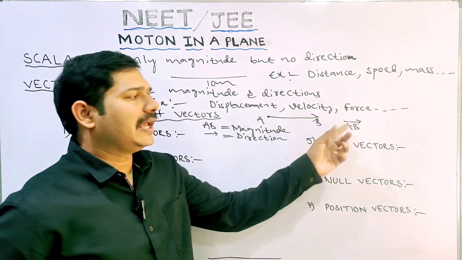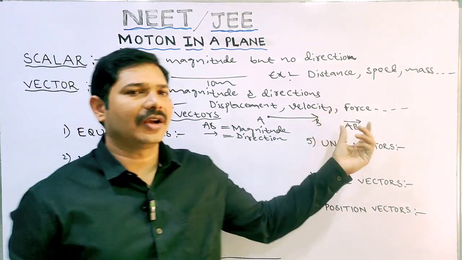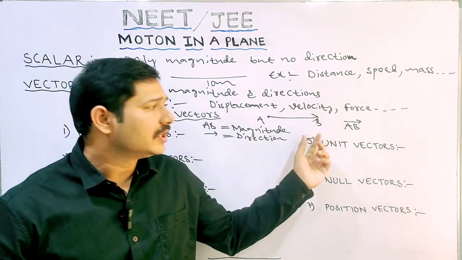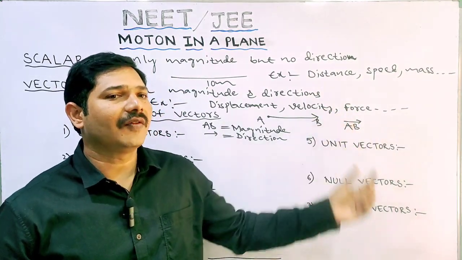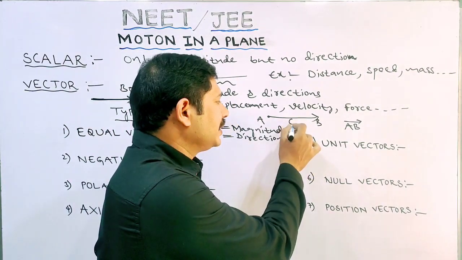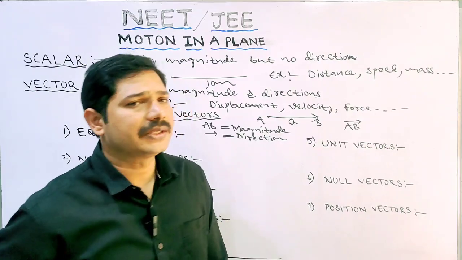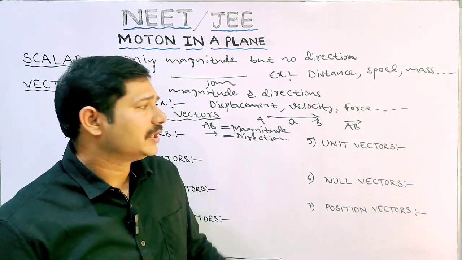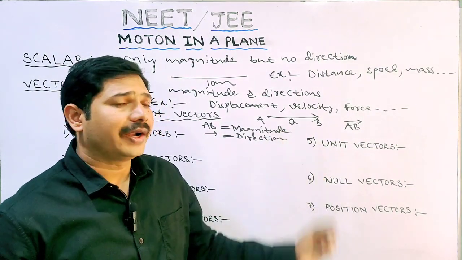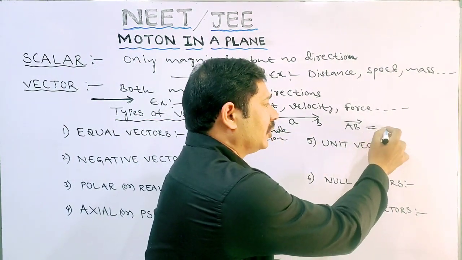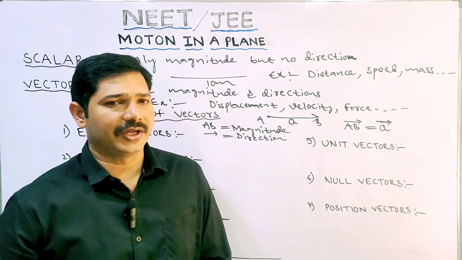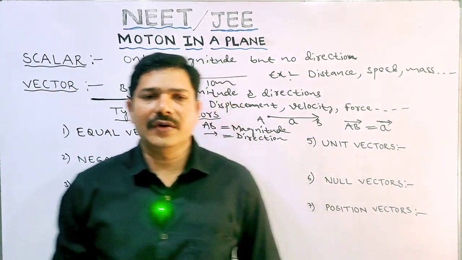Therefore, we write the arrow mark above AB, so AB bar is called a vector. A vector can also be shown with a single small letter. Instead of AB vector we can call it vector A. So AB bar equals simply A bar, or A vector. A simple letter can also show that.